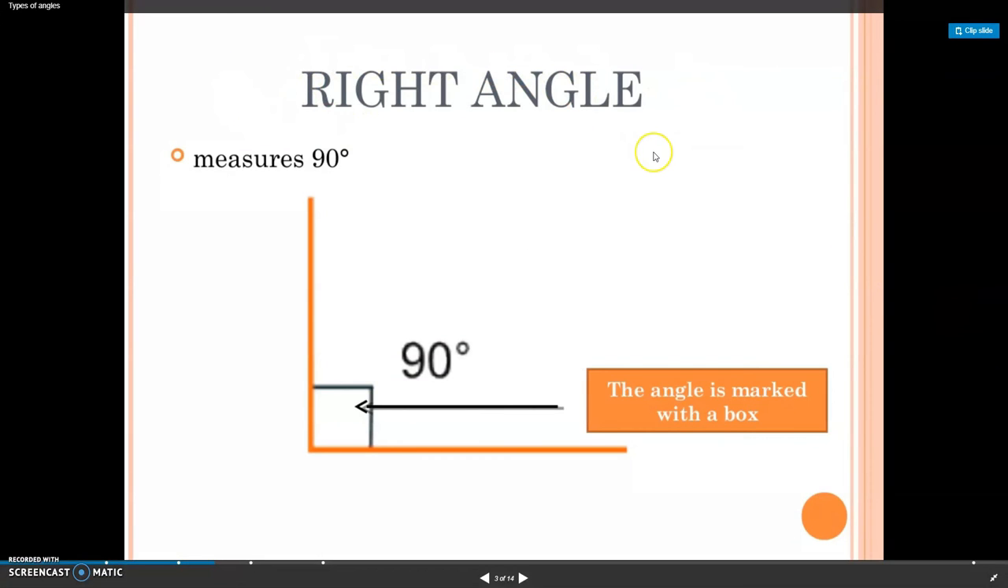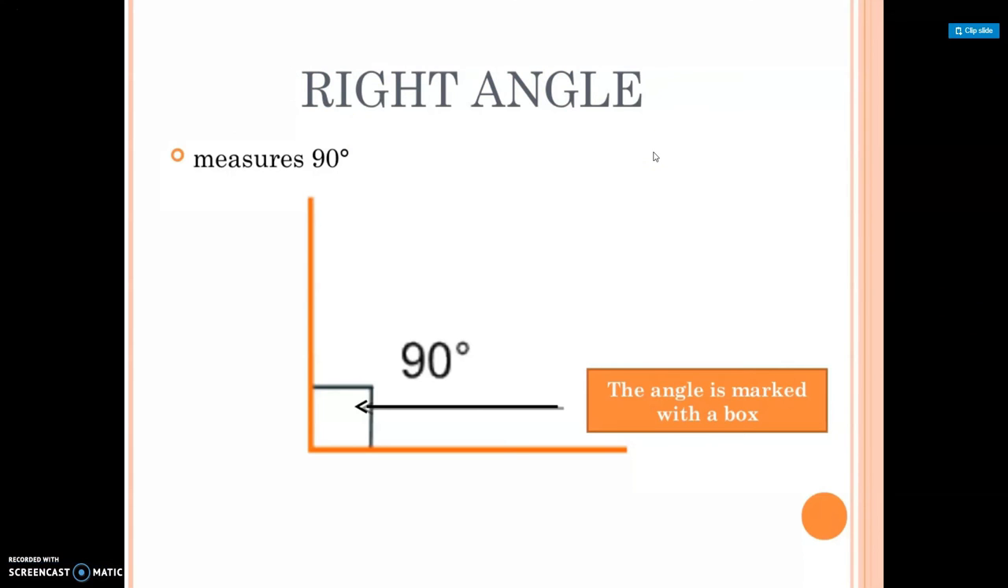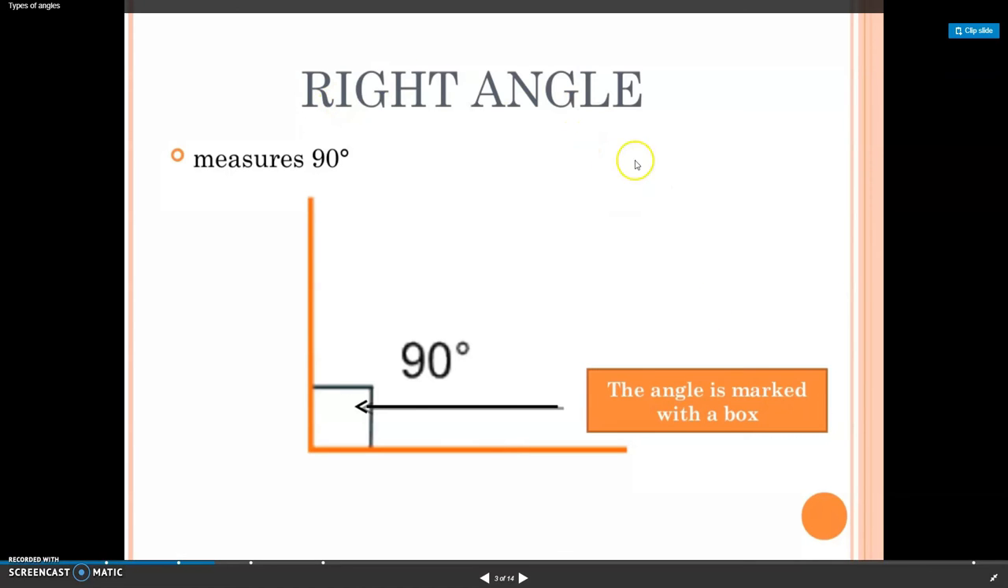So here's what I want you to do. If you haven't done this before in your notebook, you're going to have to pause this video quite a few times again so that you can get this stuff written down in your notes. So I need you to write down into your notes that a right angle measures 90 degrees. Right angles measure 90 degrees.